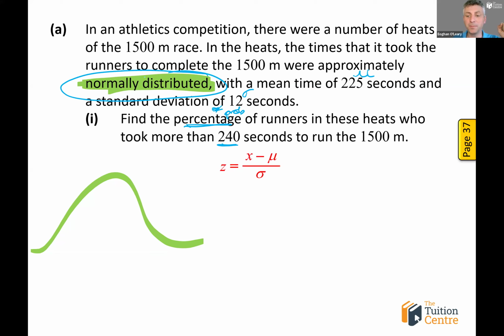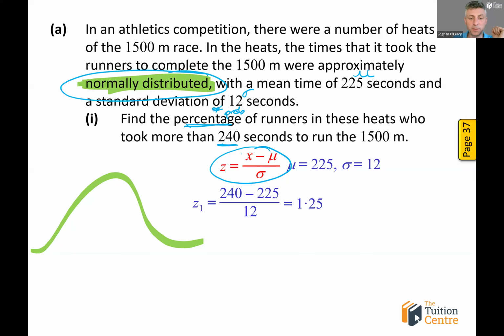We know about pages 36 and 37, which give us the probability values for the standard normal distribution, mean zero, standard deviation of one. And we have this standardizing formula on page 32, which allows us to go from scores like this one to normal distribution values. So z is equal to x minus mu over sigma. In our case, mu is 225, sigma is 12, and x is 240. And so the z-score that corresponds to that is 1.25 standard deviations.